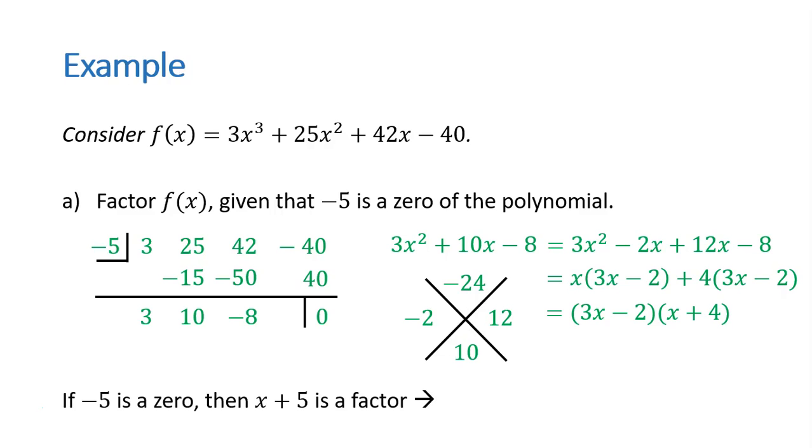So if I put it all together, they've told me that negative 5 is a 0, so the factor that goes with negative 5 is going to be x plus 5. That's what I would set equal to 0 to solve for x equals negative 5. I can put together all my factors, and I have a full factorization for f of x. So f of x is going to be x plus 5 times 3x minus 2 times x plus 4.